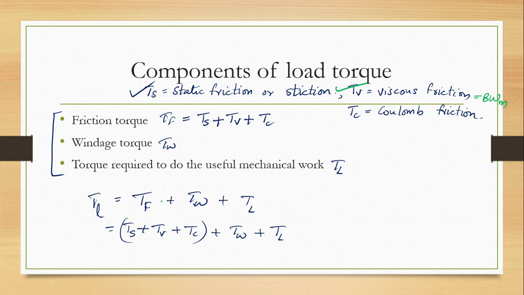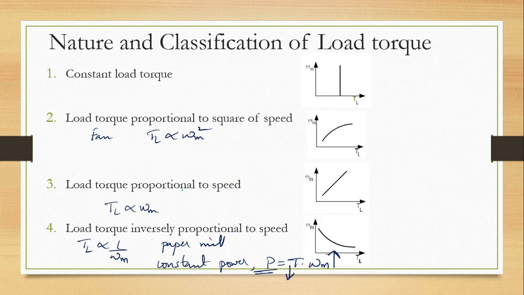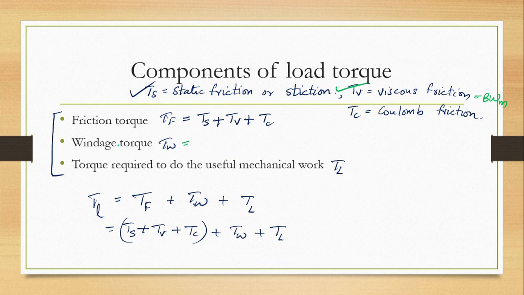Okay, and then you have the next component of load torque, that is the windage torque. We have already mentioned one of the classifications of load torque, that is the load torque proportional to square of speed. So this is similar to the windage torque. Windage torque is proportional to the speed square. So what do you mean by windage torque? Whenever a drive starts moving, the wind will generate a torque opposing the motion.